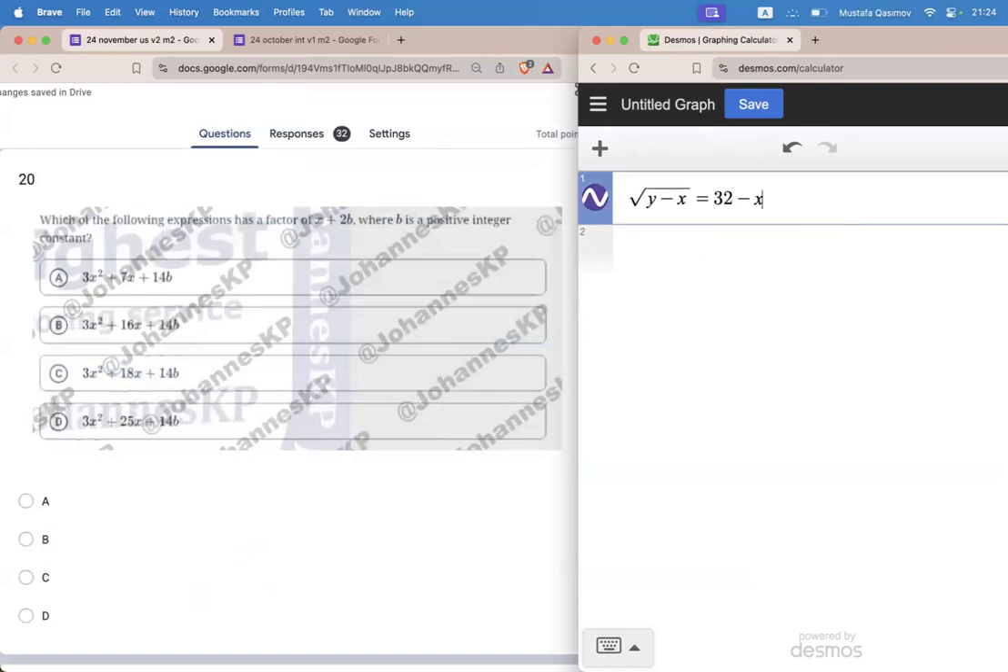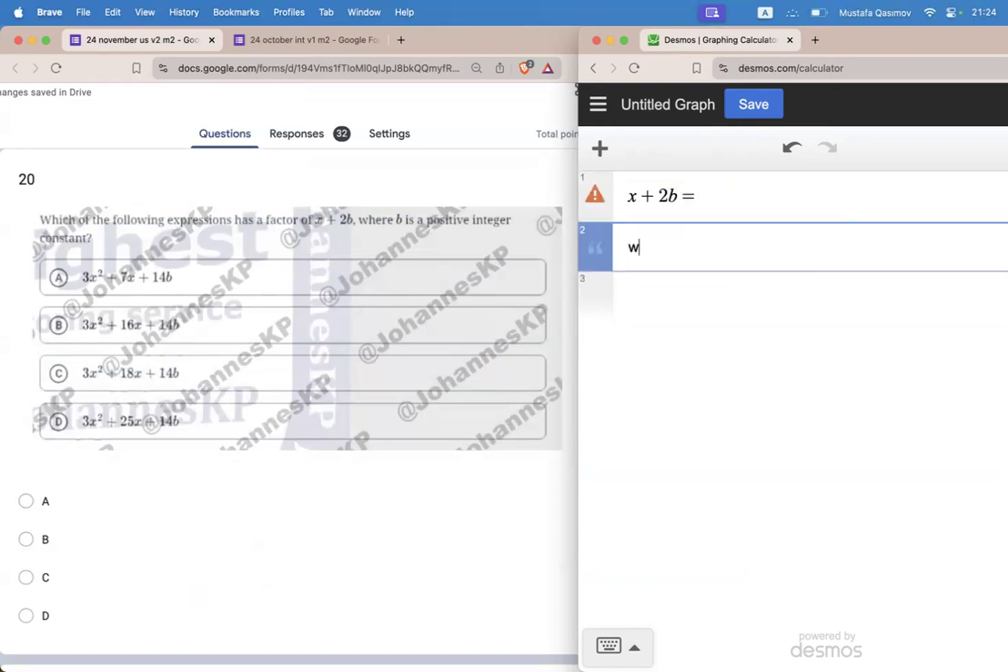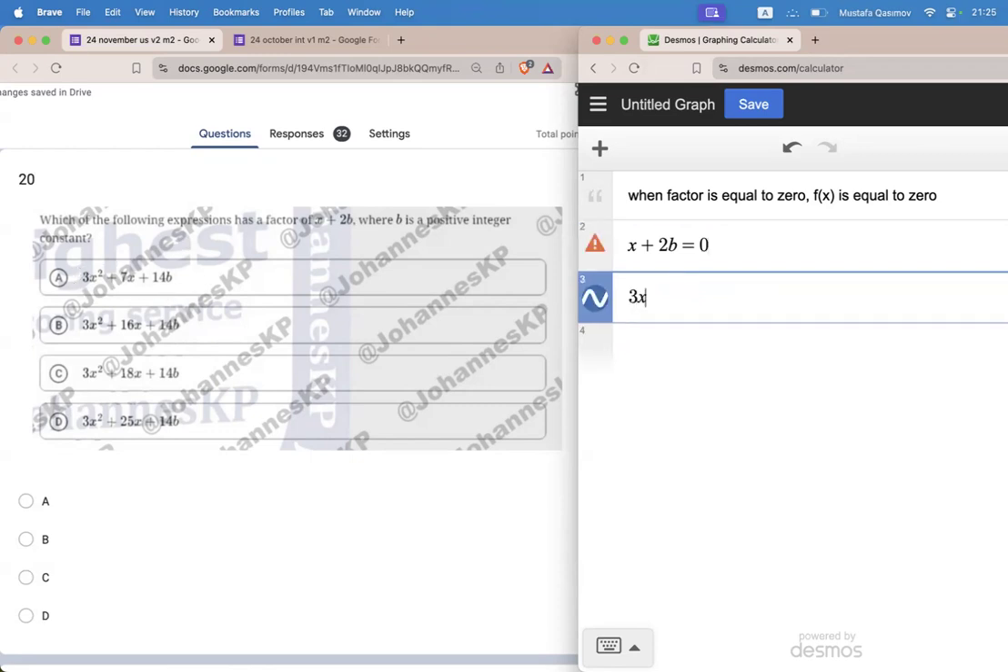Yeah, it's D, right. x plus 2b. When a factor, here we have to use this formula. When the factor is equal to 0, then f of x is equal to 0. Actually, yeah, we are doing the same thing. We have to make it equal to 0. From here, we have to find x. Then we have to plug it in the answer. Then we have to get also 0.